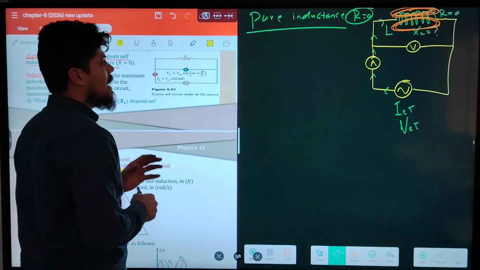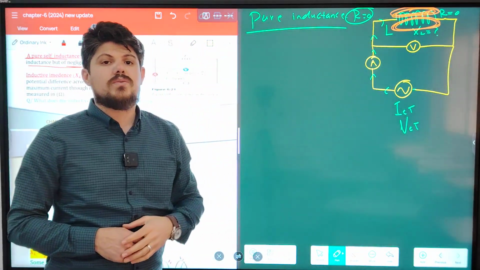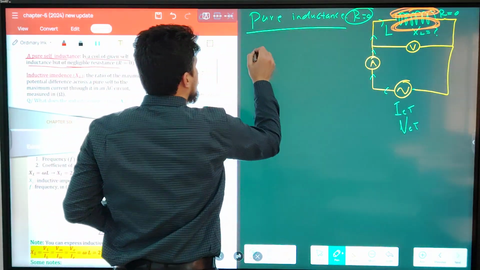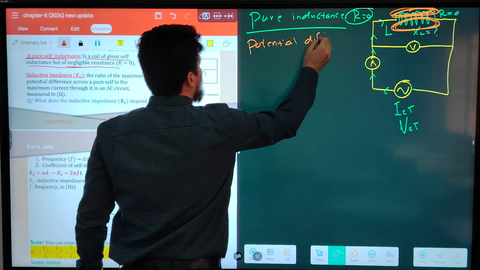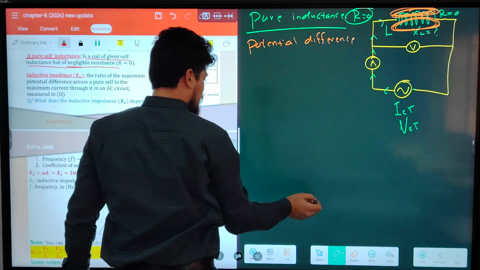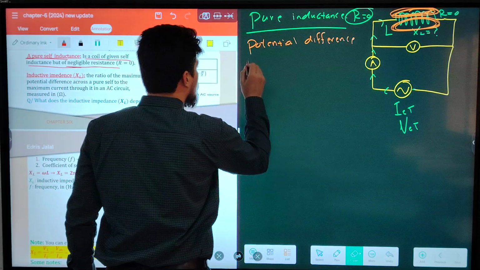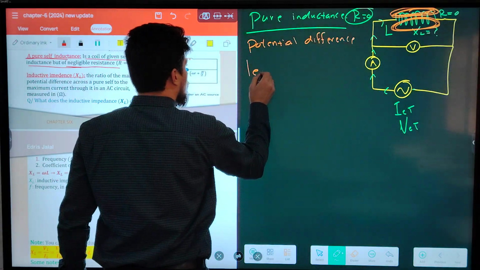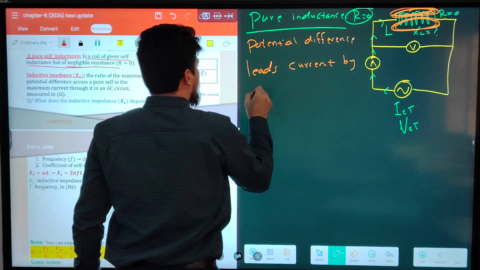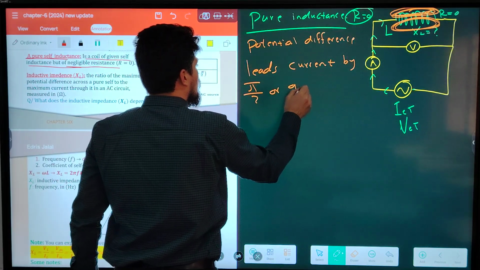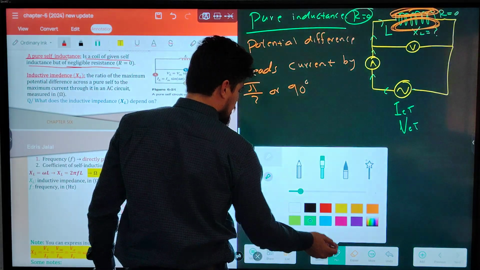Okay? So it means that in pure inductance, potential difference leads current by phase pi over 2 or 90 degrees. What do you mean by this? It means the phasor diagram between the potential difference and the current.